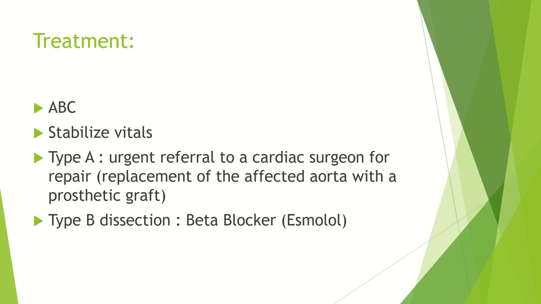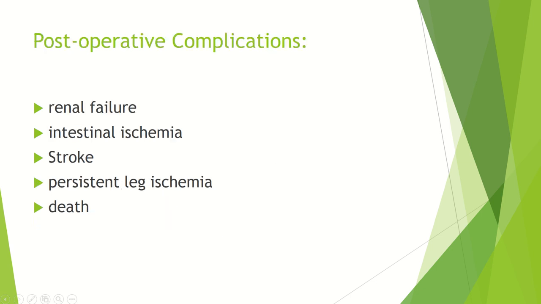So you won't be able to know whether it's a type A aortic dissection or a type B dissection based on the chest X-ray, until and unless you get a CT angiogram of the patient. So you have to tell the examiner both of these treatments, type A and type B. These are some post-operative complications: renal failure, intestinal ischemia, stroke, and even death can happen.